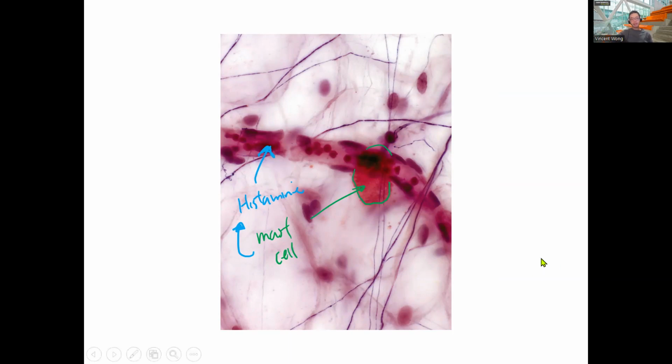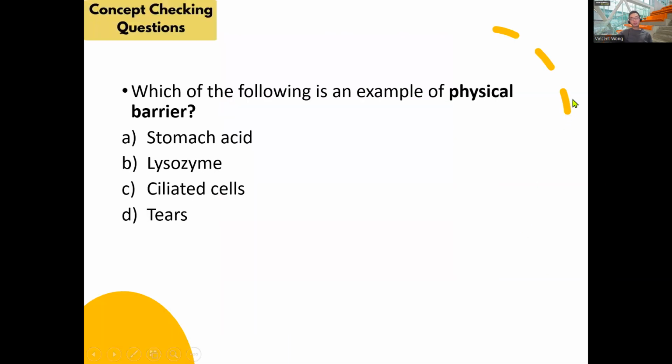Okay. So the next mechanism that we'll talk about, I keep jumping ahead of myself. Before that, let's do another poll. Okay. Right here. Which of the following is an example of physical barrier?